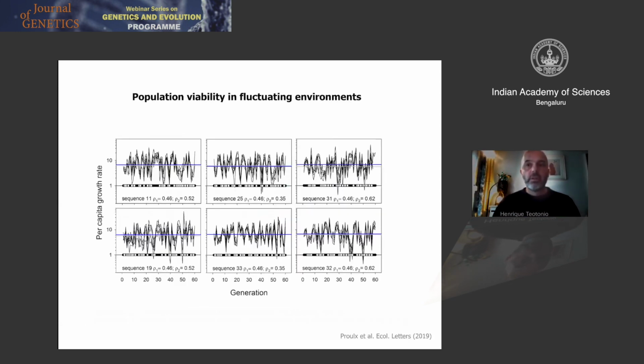What we did was collect data of growth rates, the per capita growth rate, which is a good surrogate for fitness during the entirety of the experiment. And what we ask is, can we a posteriori develop a model that explains these population dynamics better than, for example, a model only with maternal effects or only with phenotypic plasticity?